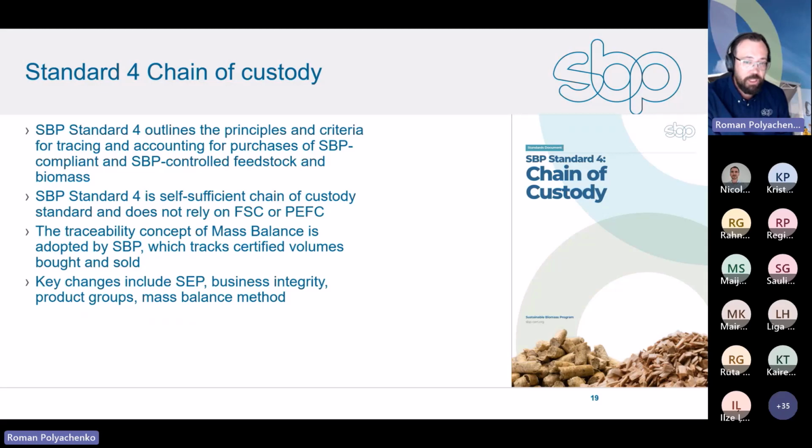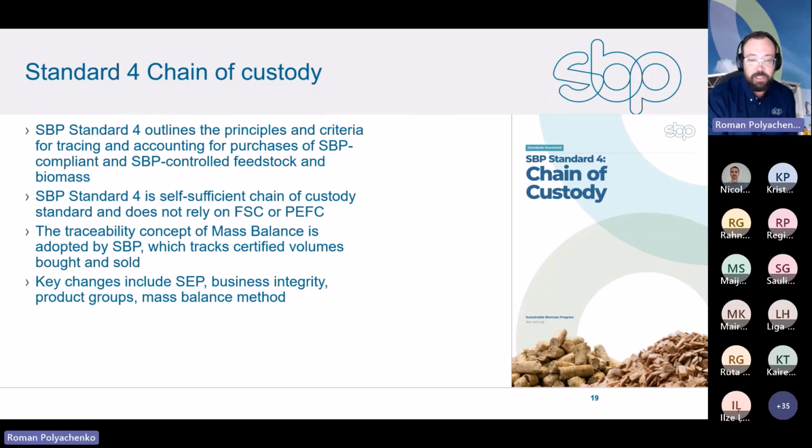Both FSC and PFC chain of custody standards were still used for inspiration, and many relevant useful requirements were included. An important change is also that Standard 4 version 2 doesn't require the certificate holder to be certified against the previously called SBP-approved chain of custody system. So in other words, holding an FSC or PFC or SFI chain of custody certificate is not mandatory anymore.